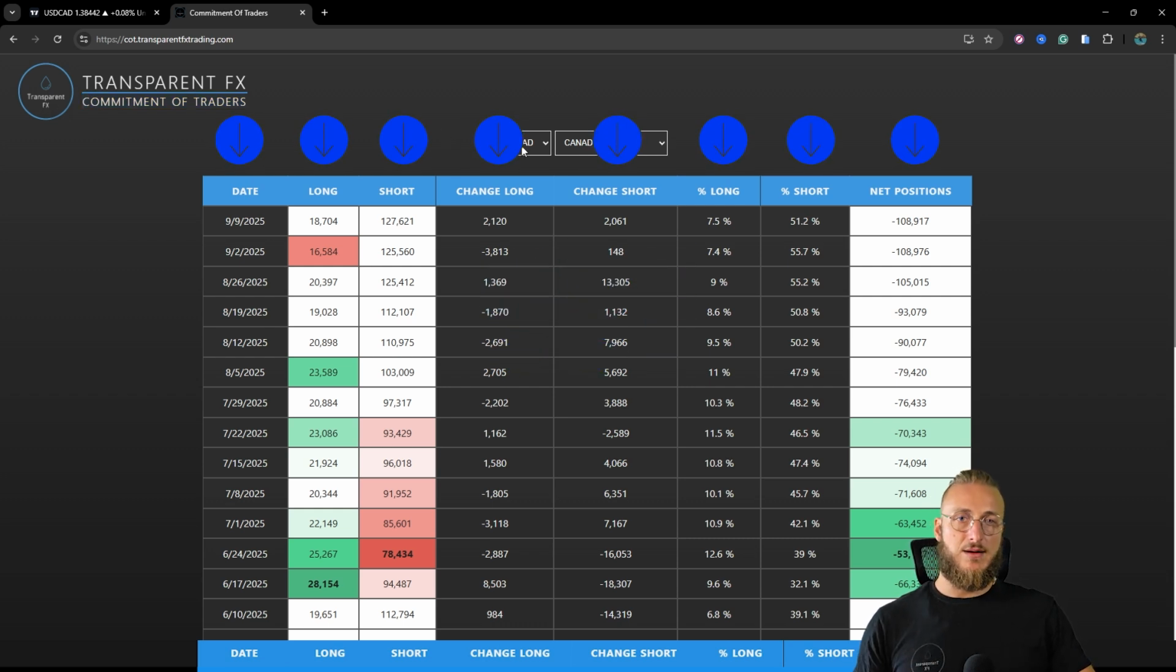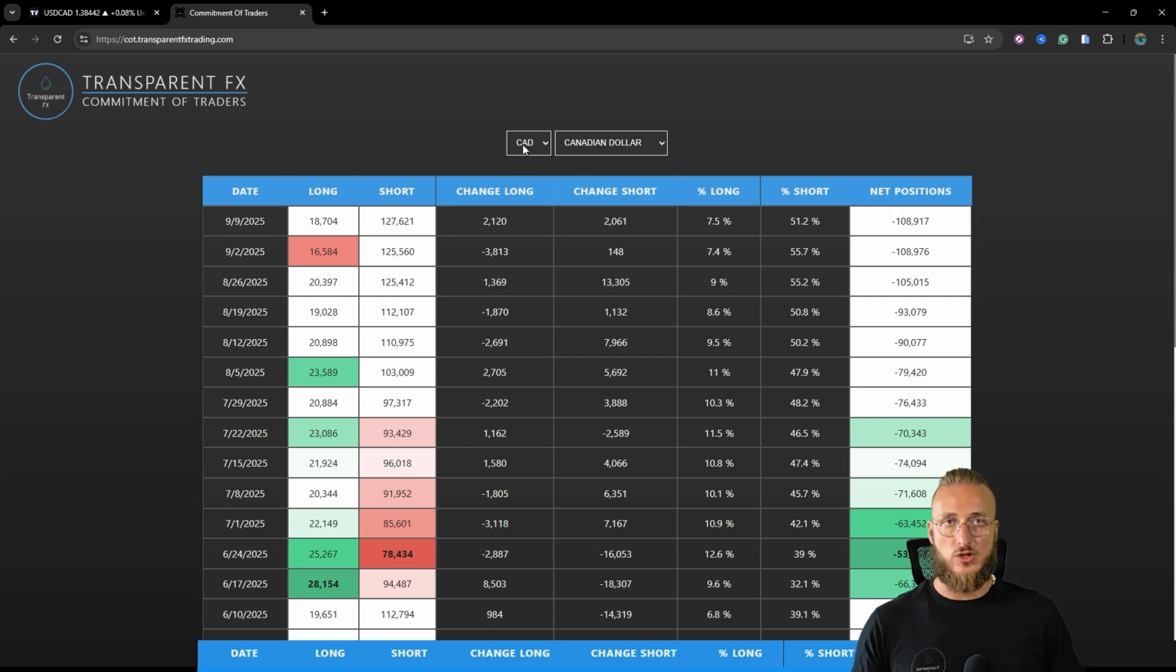Now, if we look at the data for the CAD, the first thing that we have to keep in mind is that by looking at the CAD, we're looking at CAD USD. So we simply have to reverse everything that we read here for CAD USD, since we're analyzing USD CAD. And what we can see here is that institutions have been shorting the CAD.